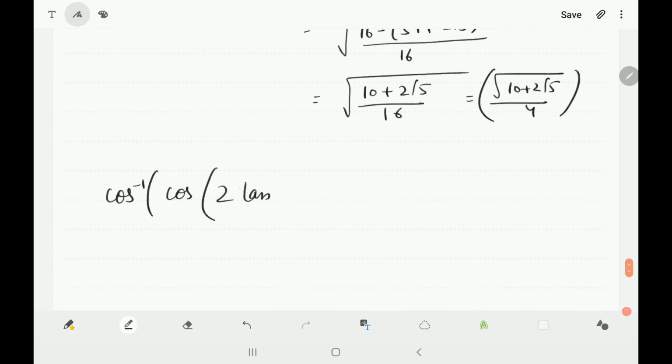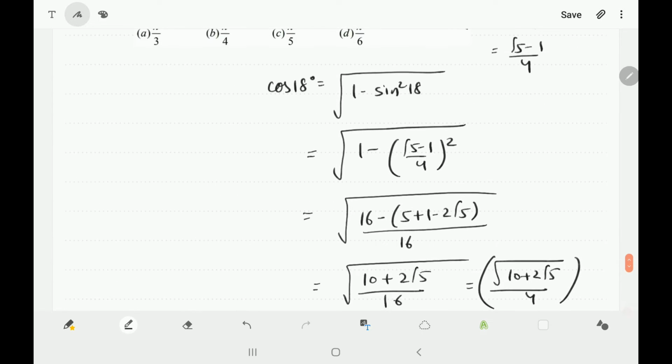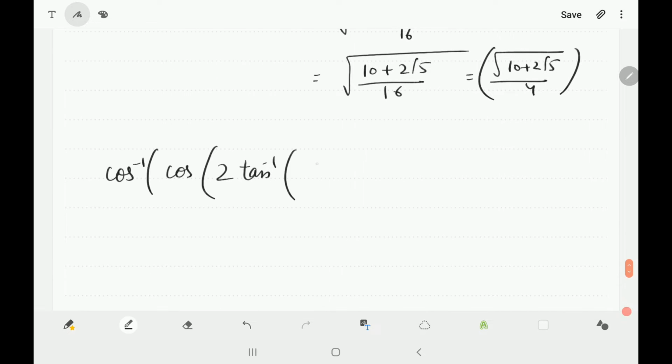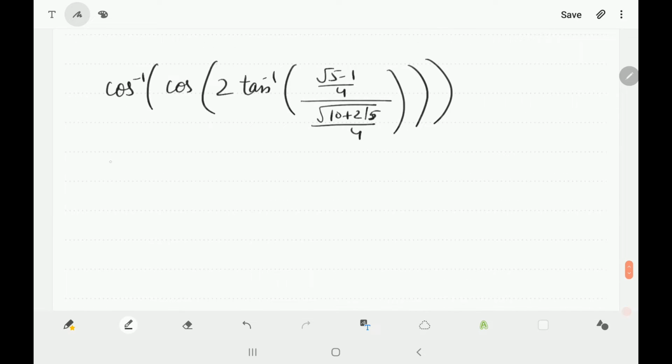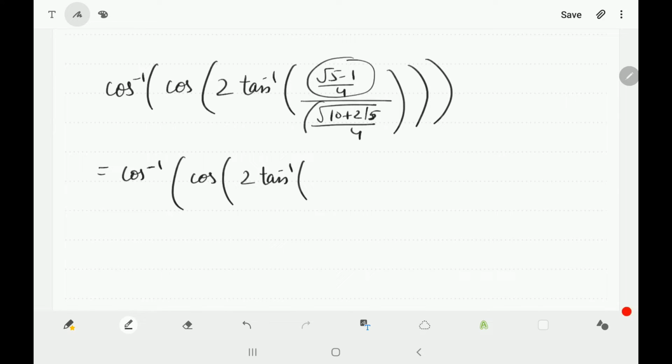2 tan inverse of root 5 minus 1 can be written as root 5 minus 1 divided by 4, divided by under root of 10 plus 2 root 5 divided by 4. So I have divided the numerator as well as denominator with 4, okay. So now we got this term as cos inverse of cos of 2 tan inverse. This term is sin 18 and this denominator is cos 18, so it will become tan 18, which can be written as tan of pi by 10, okay.